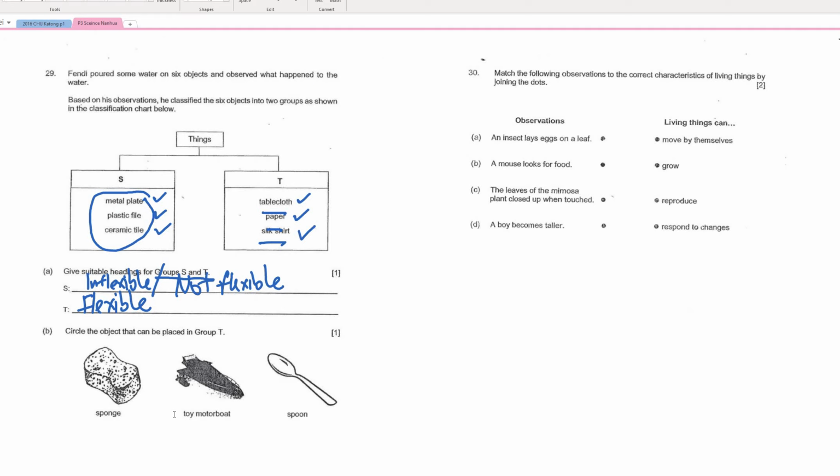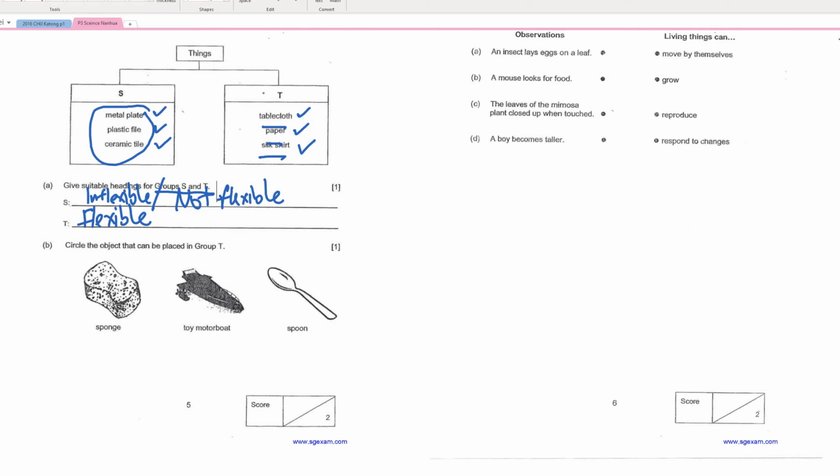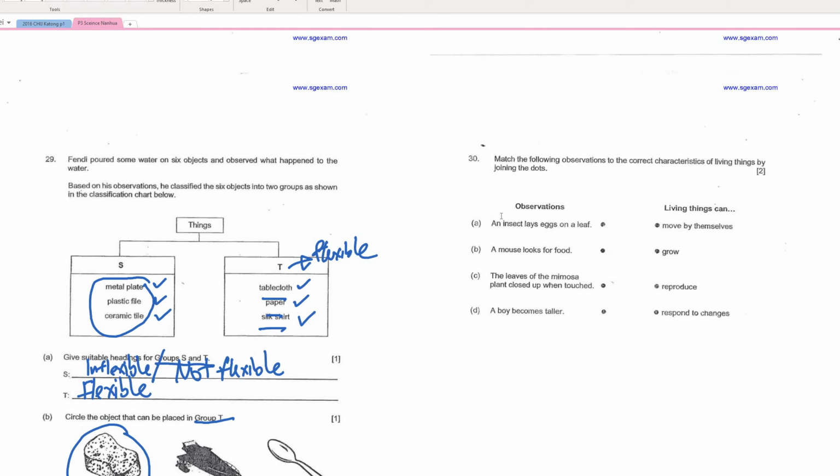Question B. Circle the object that can be placed in group T. Because now we have established that this is flexible, we can use sponge to put in group T. Bolt and spoon are not flexible. Okay, let us move on to question 30.